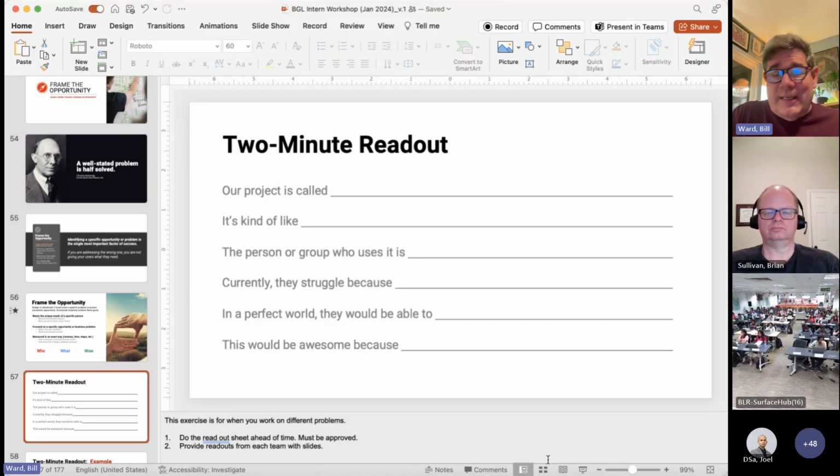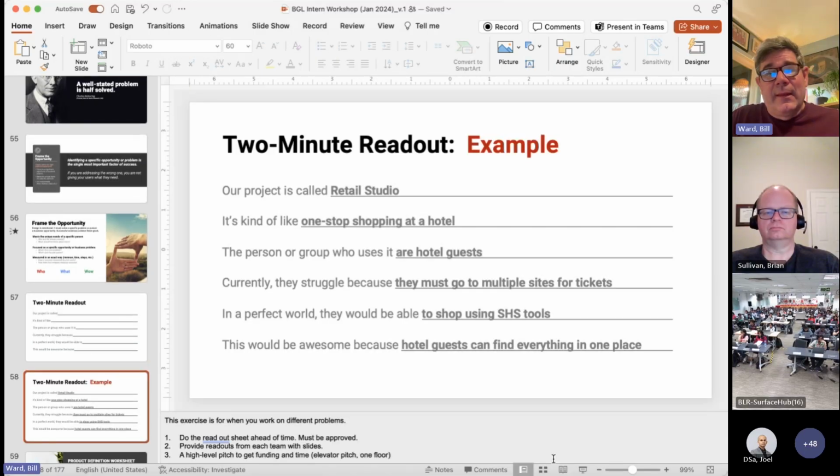So here's an example from Sabre. Our project is called Retail Studio. It's kind of like one-stop shopping at a hotel. The person or group who uses it are hotel guests. Currently, they struggle because they must go to multiple sites for tickets. They're on a vacation. They're having to go to all these different places to enjoy the city they're in. In a perfect world, they'd be able to use Sabre Hospitality Group's tools, and this would be awesome because hotel guests can find everything in one place.